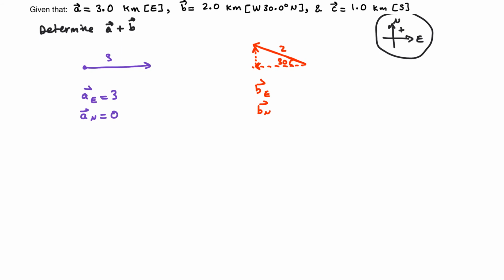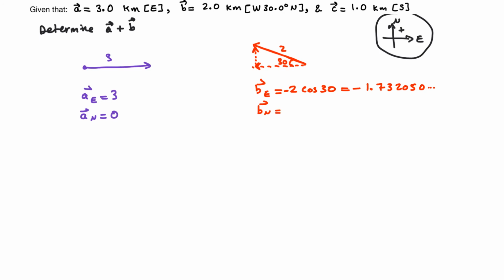For the other one, for B, in the east direction, this component is actually going in the west direction, and this component over here is actually adjacent to my angle over here, so I have to use cosine for it. So this is going to be 2 cosine 30, and it's negative because it's in the opposite direction of east, and this is going to equal negative 1.73250 dot dot dot.